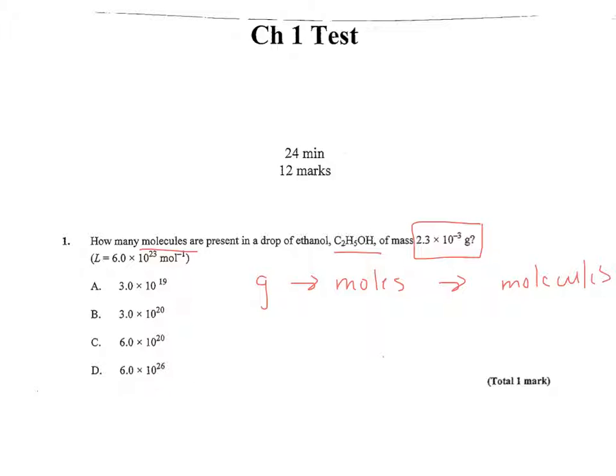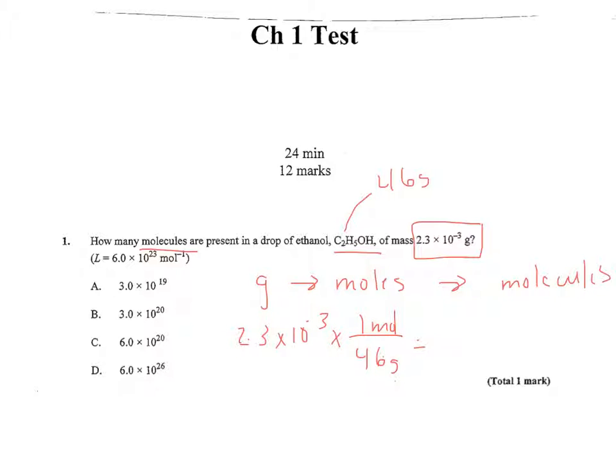So to do that, you're going to have to find the molar mass of C2H5O6. So you've got 2 carbons, so around 24, 6 oxygens, so now you're around 30, and then 1 oxygen, so this is going to be about 46 grams. And then I've got 2.3 times 10 to the minus third, and 1 mole weighs 46 grams.